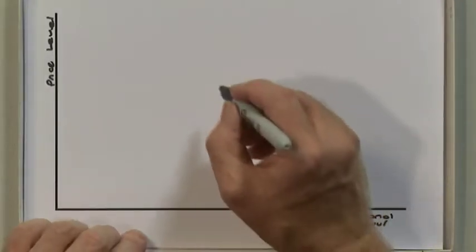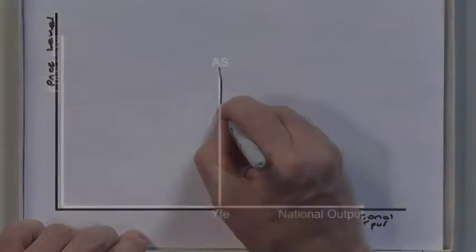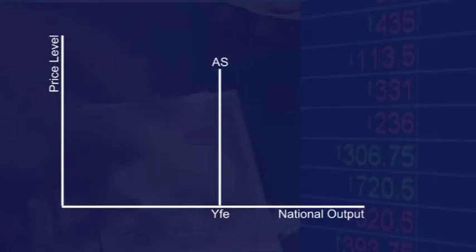Now, if you think that the classicals are right, something important follows about what happens as the government stimulates the economy. And we can see it in terms of an aggregate demand curve and an aggregate supply curve as seen by the classical school. It looks like this. The aggregate supply curve is vertical. It's vertical at this level, YFE. It should be clear why.